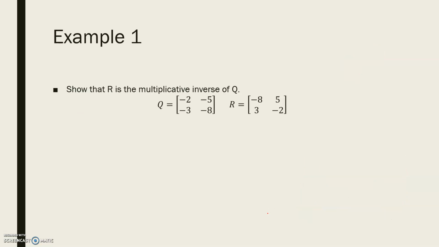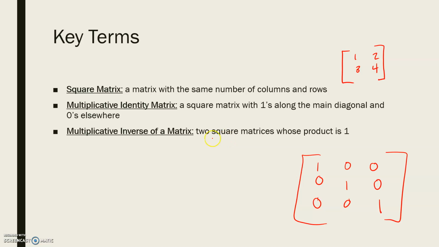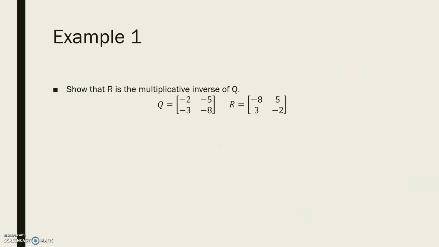All right. So first we're going to show that R is the multiplicative inverse of Q. So we are going to take these two and multiply them together. Remember, multiplicative inverse means that we multiply them together and get the identity. So I'm going to do RQ, and we get -8, 3, 5, -2, times -2, -3, -5, -8.